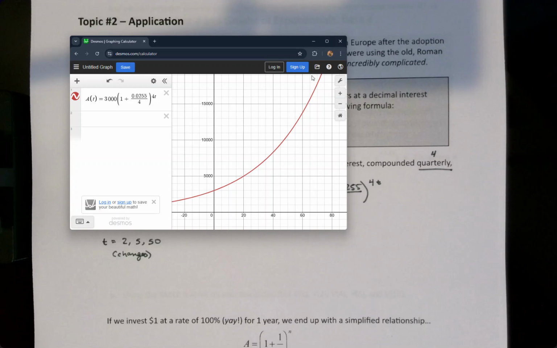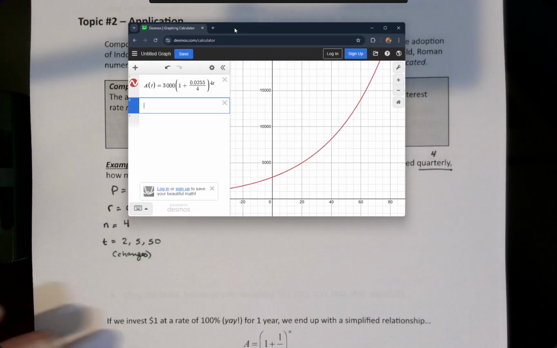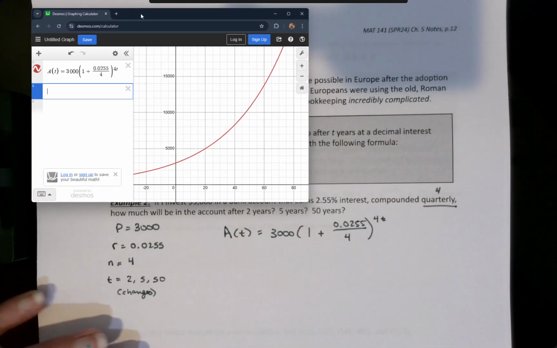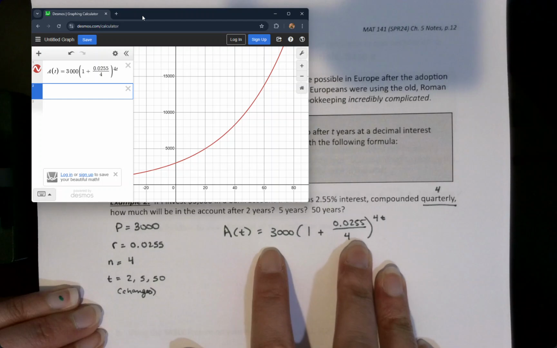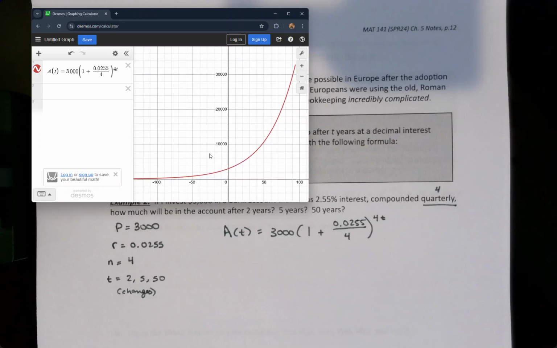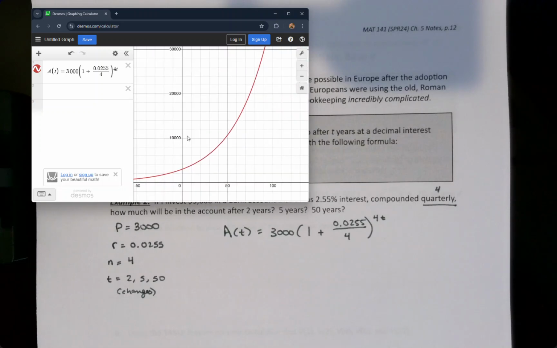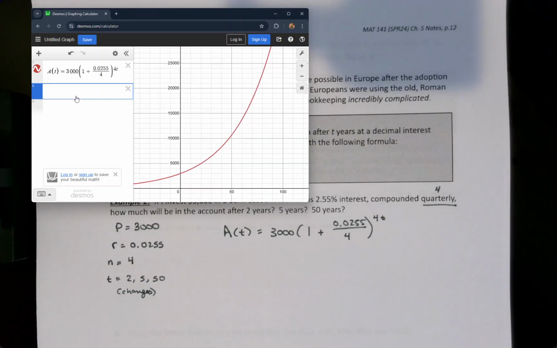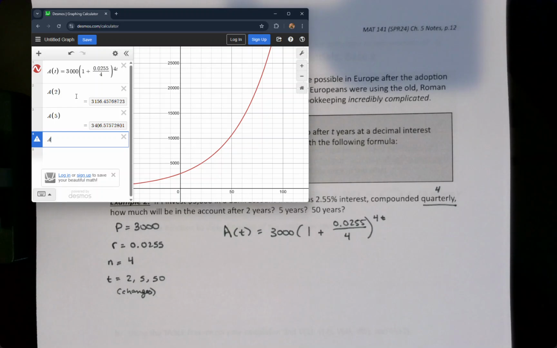I can see it as exponential growth, and I can see the graph here. I don't need to see the graph, but it is useful, I think, to be able to relate what we've written here for the equation of compound interest with an exponential function. This is the shape of exponential growth that we're used to seeing here. And now we're going to evaluate this for 2 years. So I'm going to plug 2 in for time. We're going to evaluate this for 5 years. And we're going to evaluate this for 50 years.